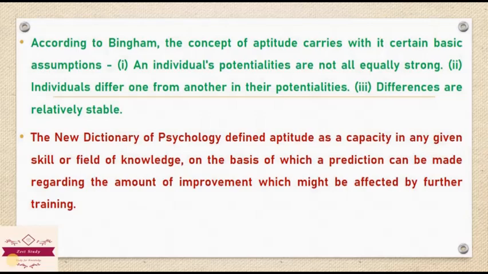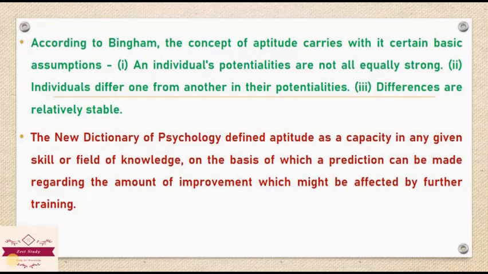In order to have a clear understanding of the term aptitude, a few definitions given by scholars may be considered. The New Dictionary of Psychology defined aptitude as a capacity in any given skill or field of knowledge, on the basis of which a prediction can be made regarding the amount of improvement which might be affected by further training. In a more general way, Hahn and MacLean point out aptitude as latent potentialities, undeveloped capacities to acquire abilities and skills and to demonstrate achievements.